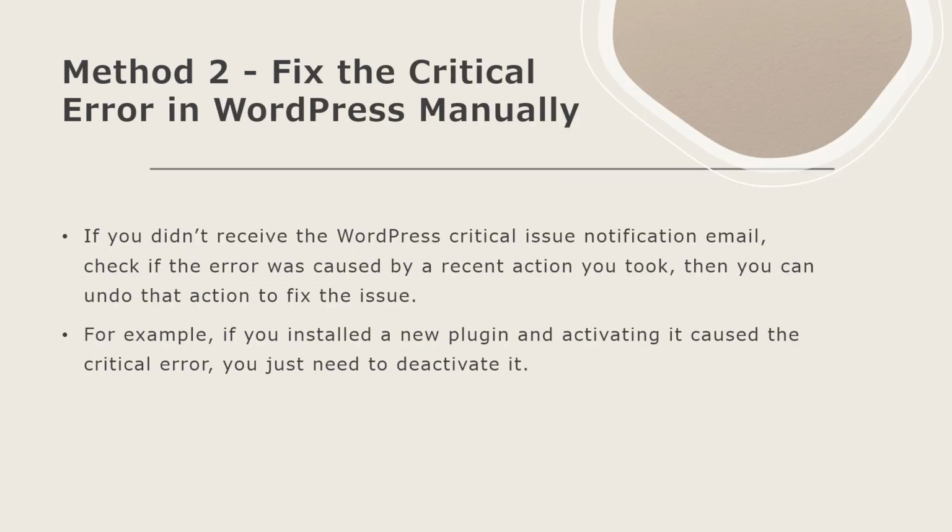Method 2 is to fix the critical error in WordPress manually. Sometimes due to some SMTP issue, you might not receive that email. Then there are a few steps that you can follow manually to fix this error. If you don't receive that notification email, check if that error was caused by a recent action you took. Then you need to undo that action, and that will fix the issue.